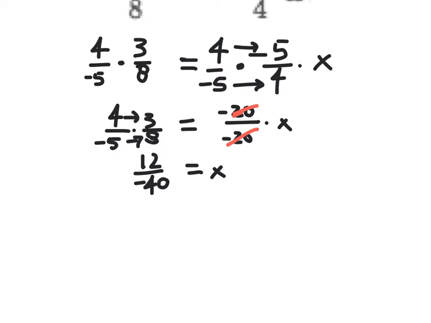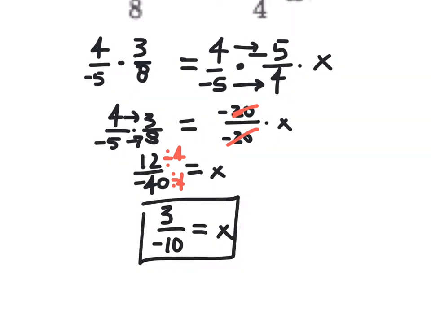Each of these we can divide by 4. So if I divide this by 4 and this one by 4, 12 divided by 4 is going to give us 3, and then negative 40 divided by 4 gives me negative 10. So x is equal to negative 3/10.